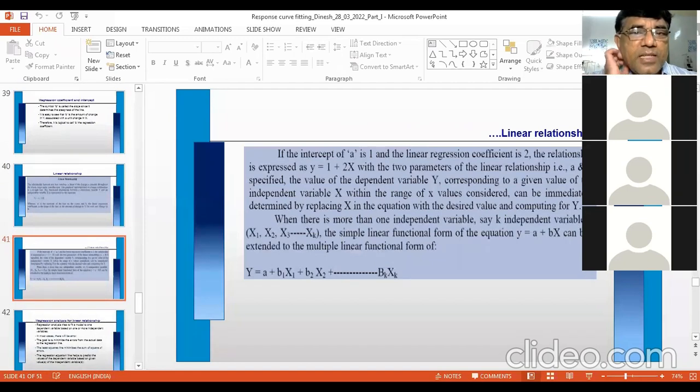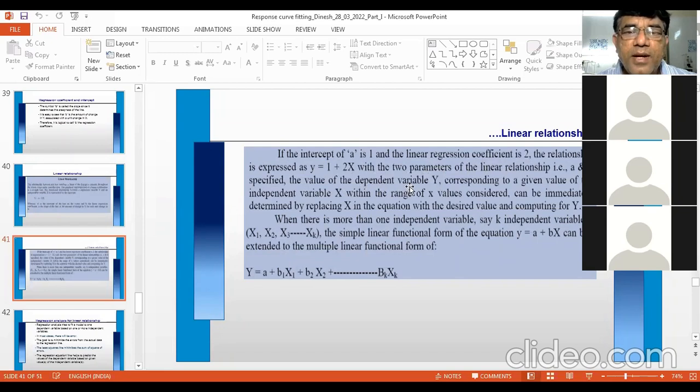So if the intercept a is 1, suppose the yield is 1, and the linear regression coefficient is 2, the relationship is expressed by y = 1 + 2x, with the two parameters of the linear relationship, a and b, specified. Here a is 1 and b is 2. The regression coefficient is assumed to be 2.